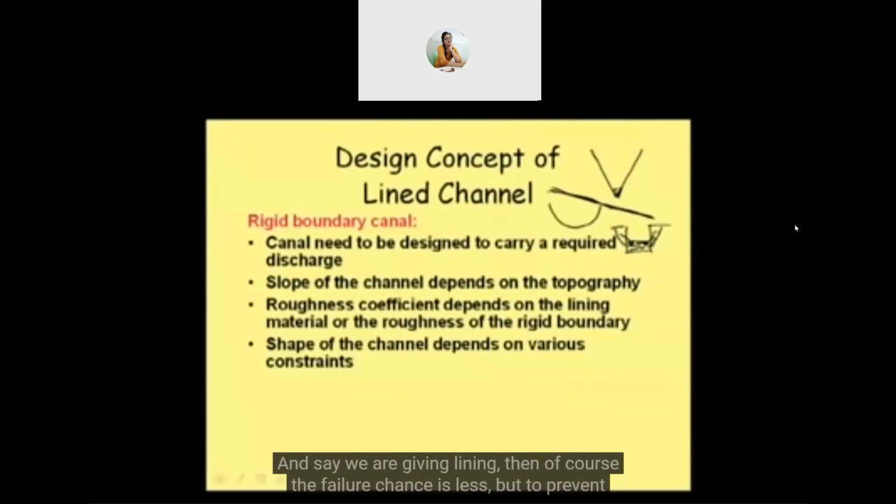And say we are giving lining, then of course the failure chance is less, but to prevent the failure, the cost of lining that is required may be much higher. Rather than that, if we give an inclined shape, then it is otherwise also stable, so lining is not required to support the soil, but support the soil means support against the collapse of soil. Erosion resistant, for that purpose we require it, but to prevent the failure of slope, the thickness of the side is not required. So this thickness will be less, and that way it may be preferred.